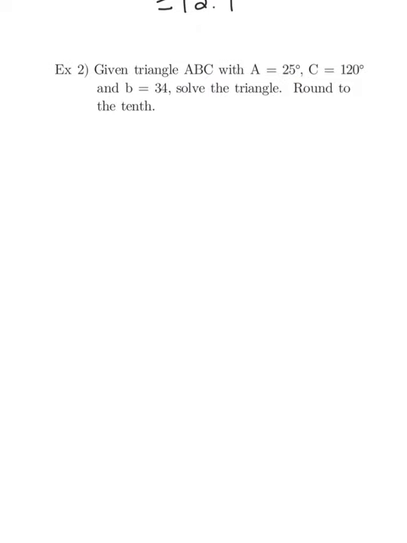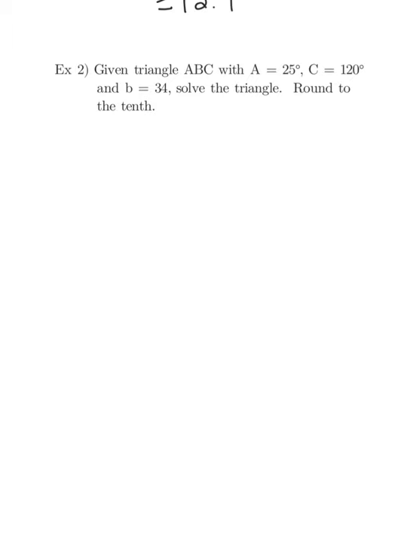For example 2, we are given the triangle ABC with angle A equals 25 degrees, angle C equals 120 degrees, and side B equals 34, and we are to solve the triangle. Again, rounding answers to the tenth. On this problem, what's a little different is that we are given side B, but not angle B. However, since we do know angle A and angle C, angle B is pretty easy to find.